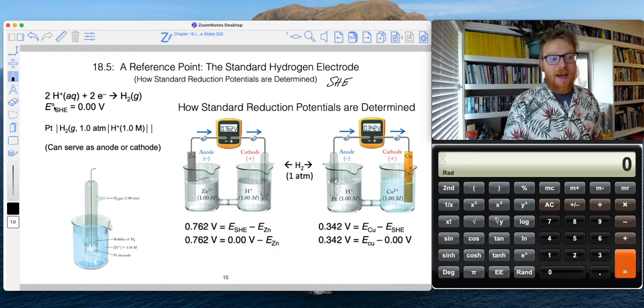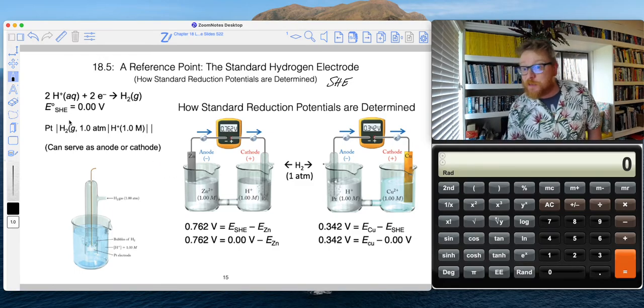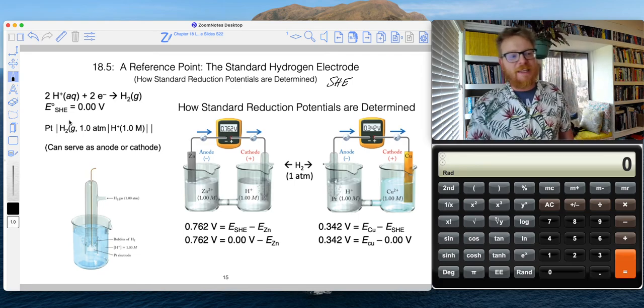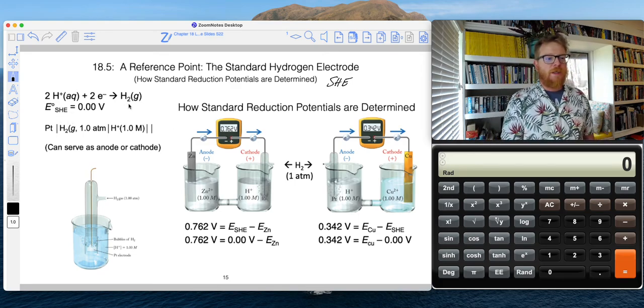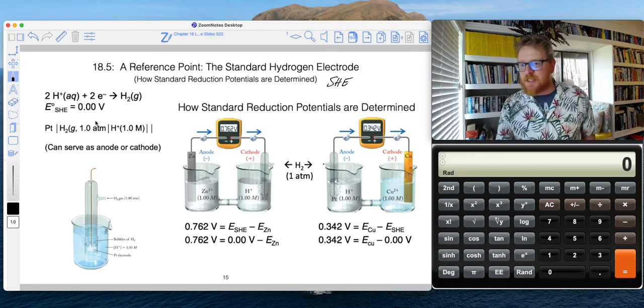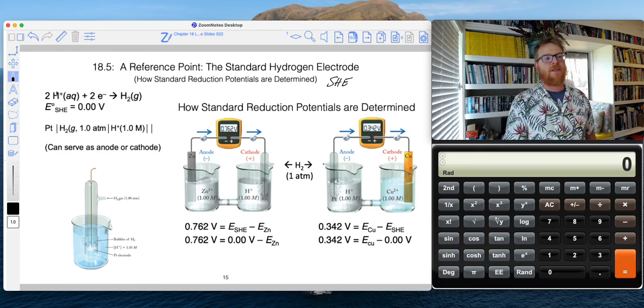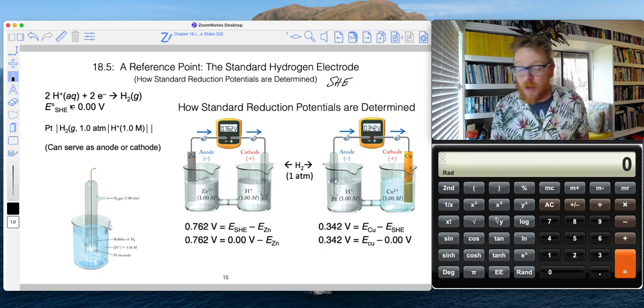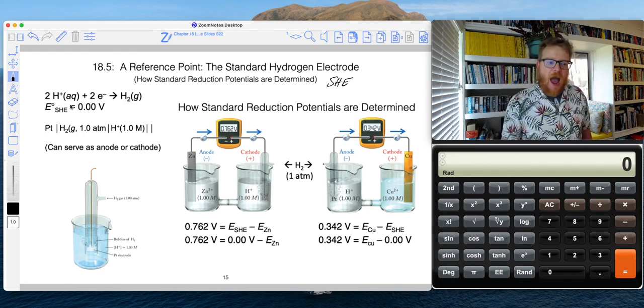This gives us a cell potential of 0.00 volts. So we could think of it as threshold chemistry going on here, just enough energy for the electrons to combine with the hydrogens to make H2. Or in other words, because we're forcing H2 in there, we've created an equilibrium situation with 0 cell potential. Now, notice here that this can serve as the anode or the cathode.